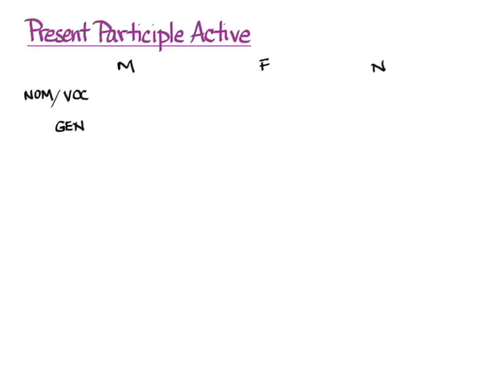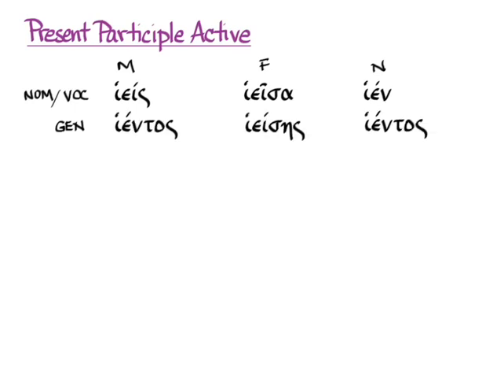But we get to move on to participles, and I'll give you the nominative singular forms, hiεis, hiεisa, hiεn, here for the present participle active. And that gives us the stems in the genitive: hiεntos, which gives hient; hiεisēs, which gives hiεis for the stem; and hiεntos, which gives hient for the neuter stem. And the accent there is going to be persistent based on that masculine nominative singular, where you can see that the accent wants to stay over the syllable of the ending.